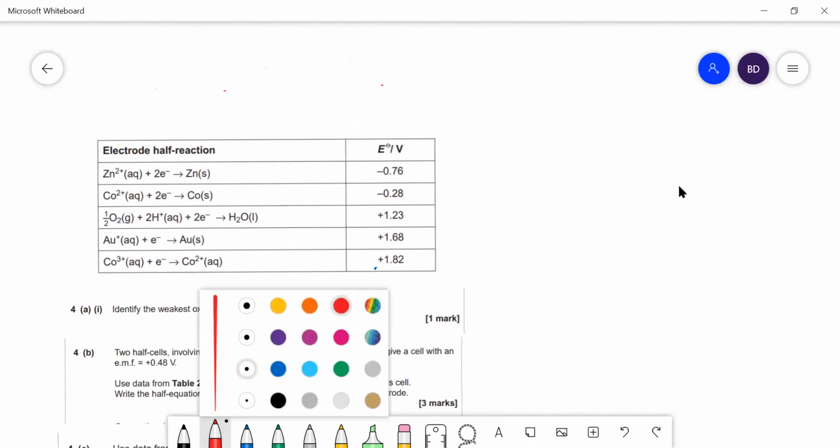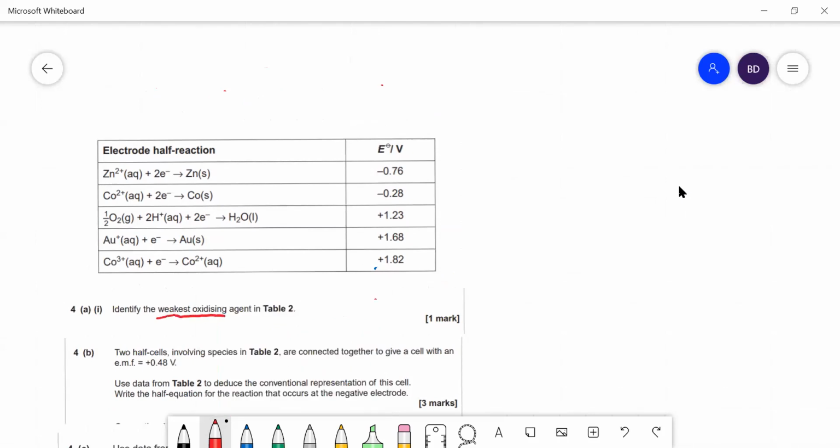Identify the weakest oxidizing agent in Table 2. Well, we have to think, on the left-hand side of the arrow, those are all the things which can move forward and take in electrons. Oxidizing agents take in electrons, get reduced themselves. On the other side of the arrow, all the Zn, cobalt, water, and so forth, on the right-hand side, they're all reducing agents.